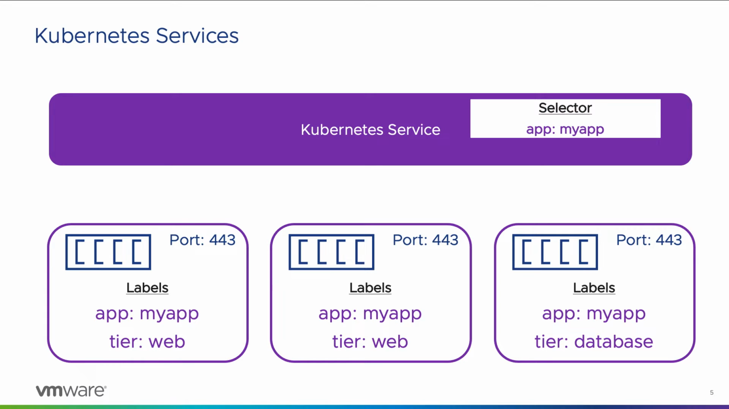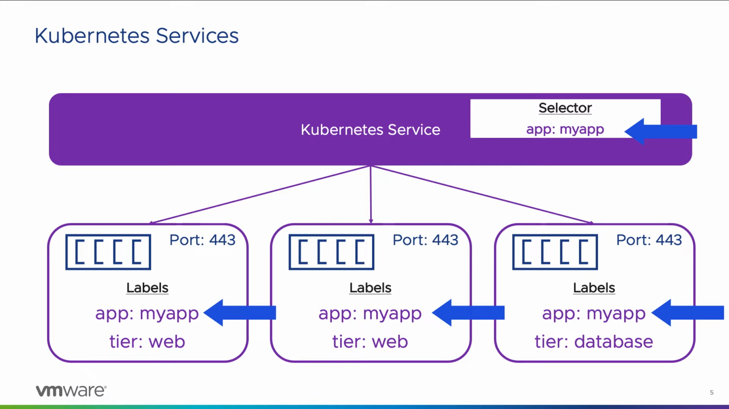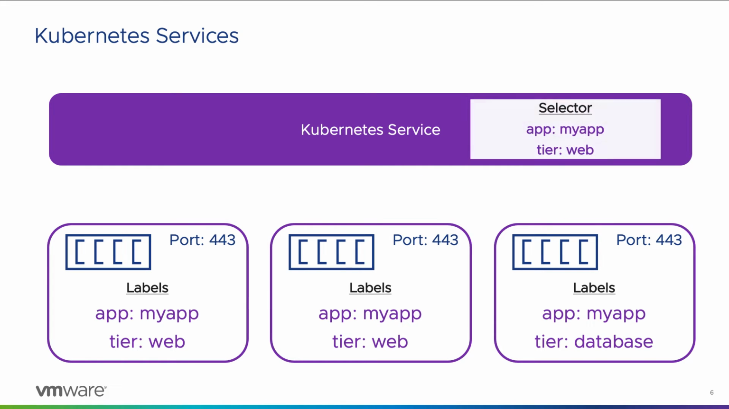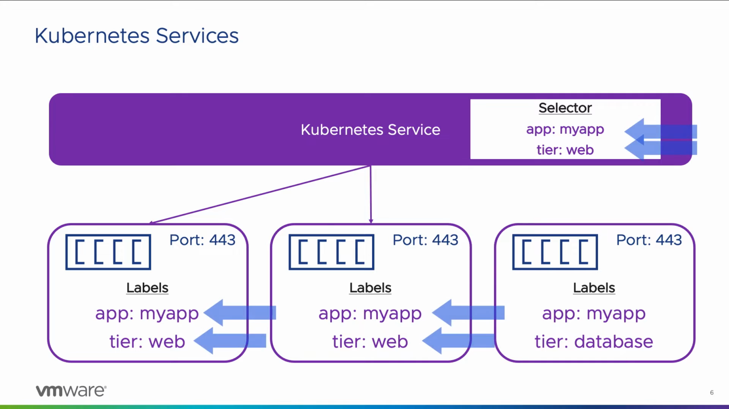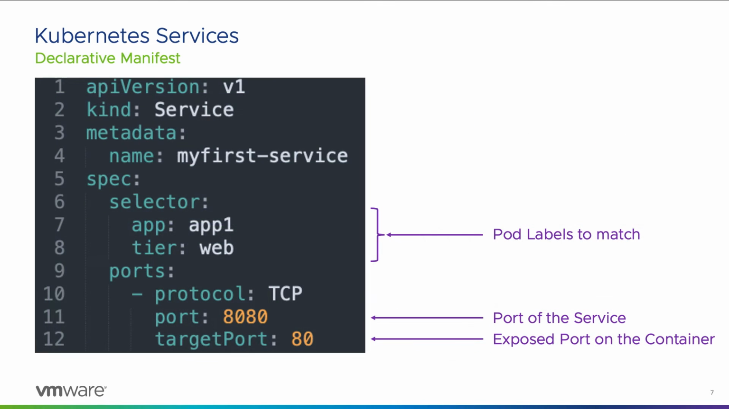The Kubernetes service has a selector where you define which pods you want to track with the service. Here I've added a selector on the app label with a value of my app. In this situation, this Kubernetes service would forward traffic to one of the three pods shown here. However, we probably don't want to send web traffic to the database tier. So it might be better to add both labels to our selector in the service. In this case, we only want to match pods that have an app value of my app and a tier value of web. Let's take a look at what a Kubernetes manifest looks like.